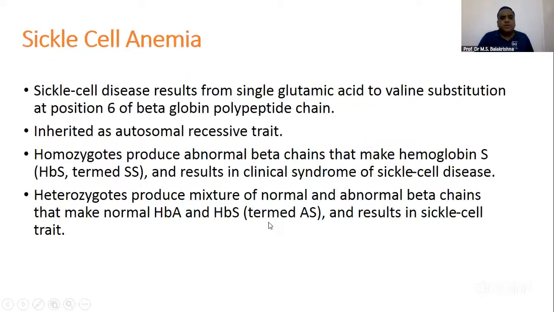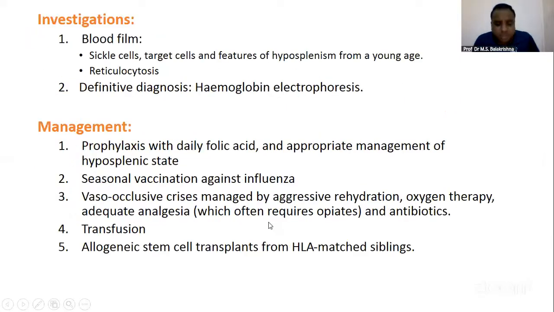So, what is the management of this condition? Prophylaxis with daily folic acid you will give. The iron content should be managed, and then vaccination against influenza can be given. Vaso-occlusive crisis is managed by aggressive rehydration. You have to give plenty of water, ORS solutions, oxygen therapy, adequate analgesia, and antibiotics if infections are more, and if required, transfusion of the blood. That can be done.